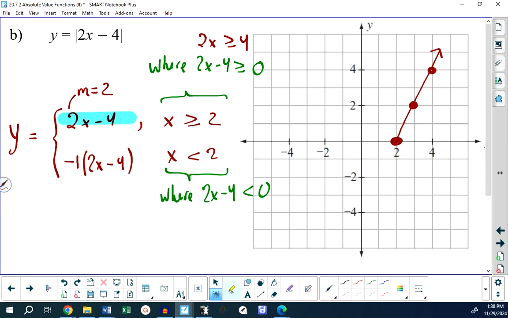This line that I'm about to draw is y equals 2x minus 4. But we only plot it for where x is greater than or equal to 2. That means everywhere to the left of this point, the function, which by the way is negative 2x plus 4, has a slope of negative 2, which means you go over 1 and down 2, which means this is what it looks like.